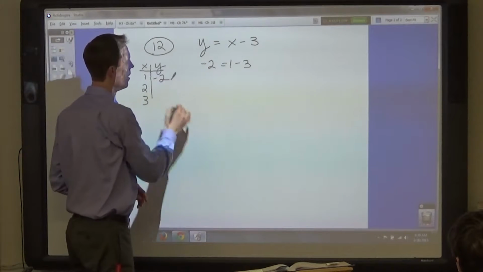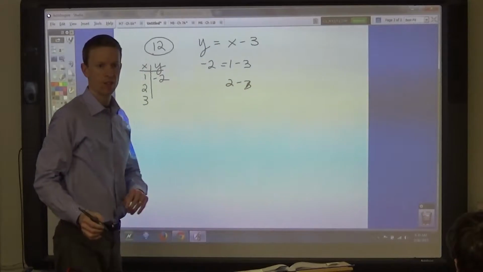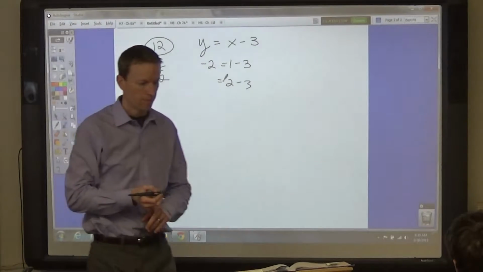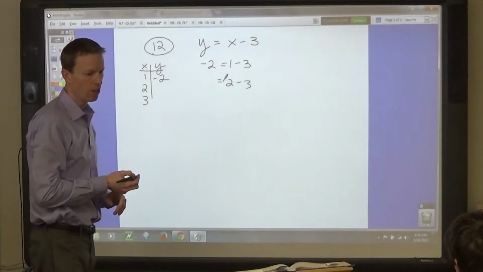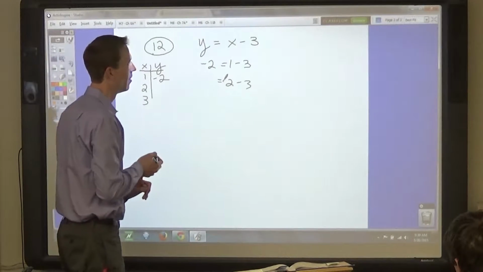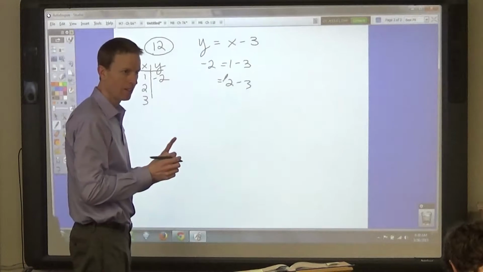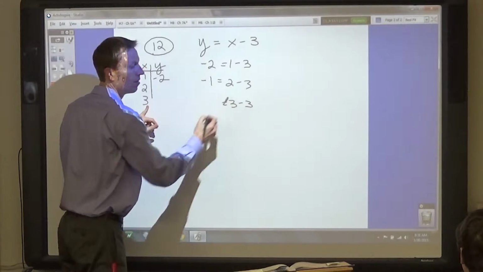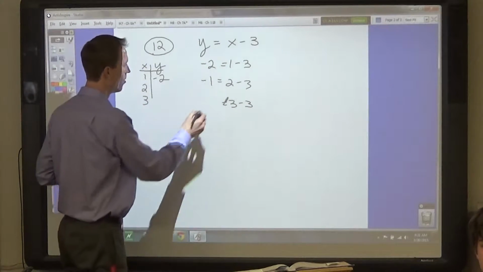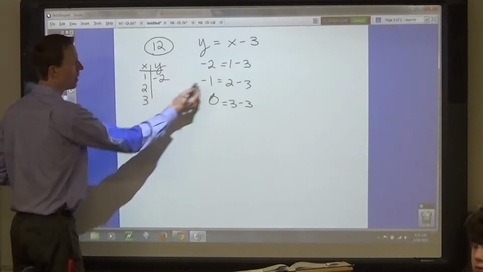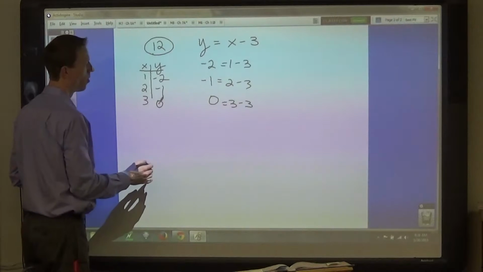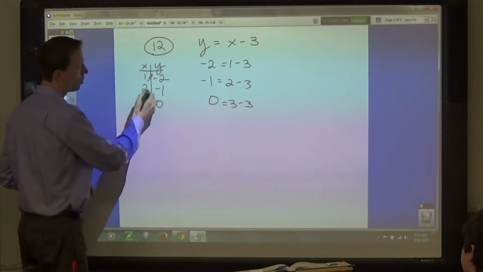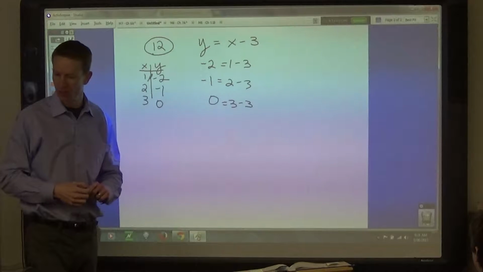-2, yep. If x is 2, since it's negative x... it'd be -1. And if x is 3, y is 0. And we put these points together: -1, 0. So this forms some coordinates: 1, -2, 2, -1, and 3, 0.